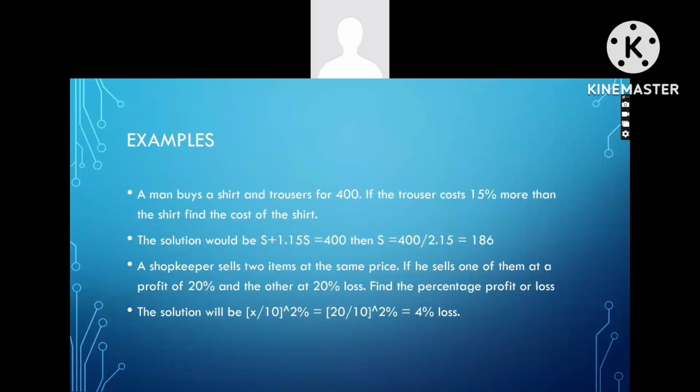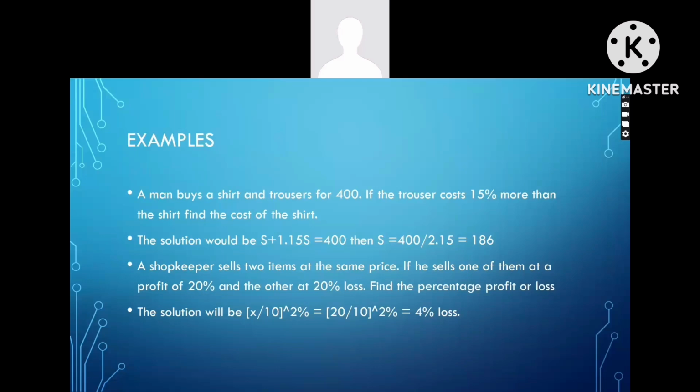Next comes examples. A man buys a shirt and trousers for 400. If the trousers cost 15% more than the shirt, find the cost of the shirt. The solution would be shirt plus 1.15 shirt equals 400. Then shirt will be 186.